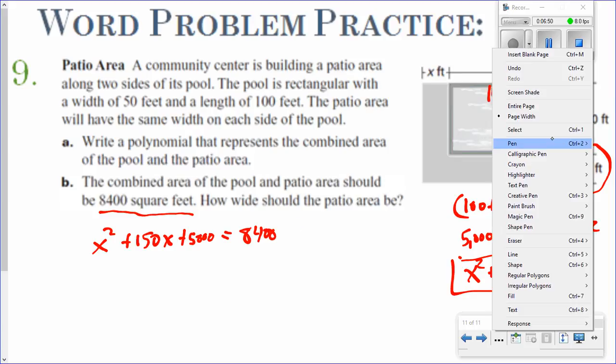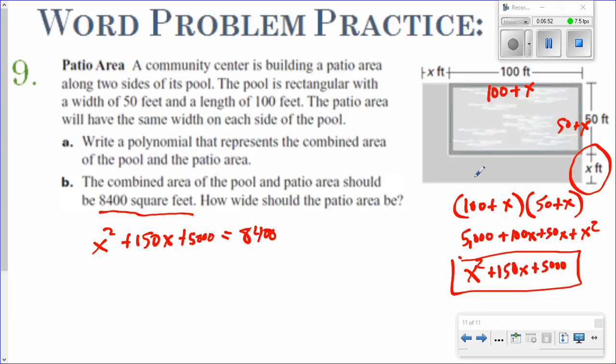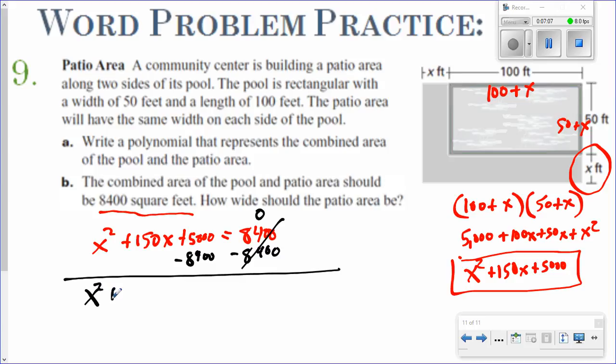Well, what do we do from there? Well, the big key is to get this equal to 0. So that means I have to subtract 8,400 on both sides. Okay? Once I do that, I'm going to be in really good shape. I've got x squared plus 150x. And now what's 5,000 minus 8,400? That puts us into negative territory here. That's negative 3,400, and that is equal to 0.